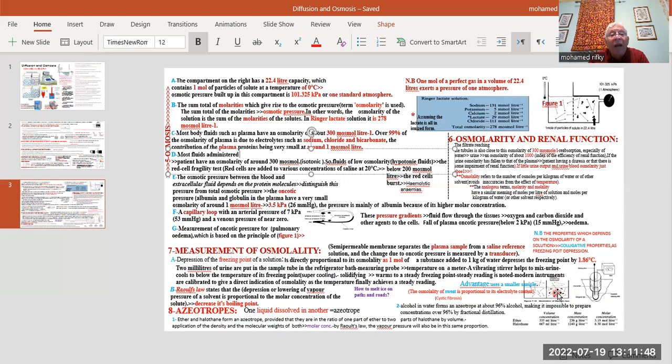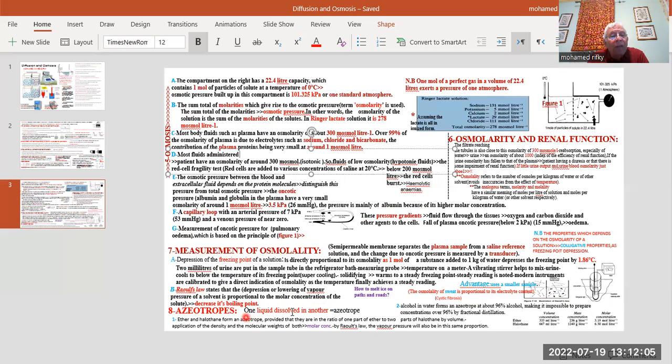You see, the advantage of it is that it requires a very minimal amount, up to the point that you can measure the electrolytes in sweat by using this Raoult's law.